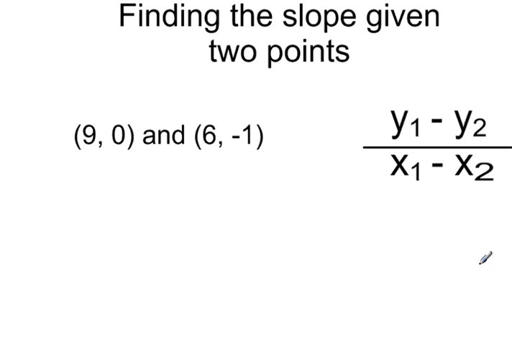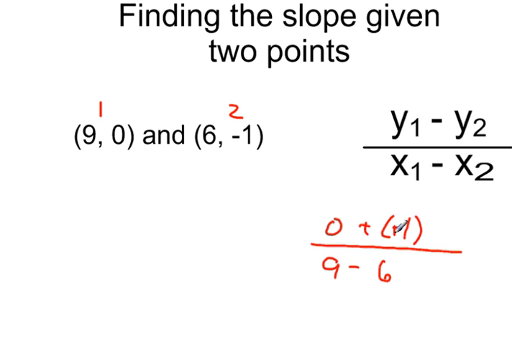Now, if we're given 2 points and we want to find the slope, we make this our first one, this our second one, and then we just plug it into our formula. So let's go ahead and do that. It's going to be y1, which is 0, minus y2, which is negative 1, over x1, which is 9, minus x2, which is 6. So keep change opposite, we're going to get 1, and 9 minus 6 is 3. So our slope is equal to 1/3. We keep it as a fraction, 1/3. We can't reduce it any, and we can't change it to a whole number, so we just keep it as 1/3. I hope this helps in finding the slope of a line.